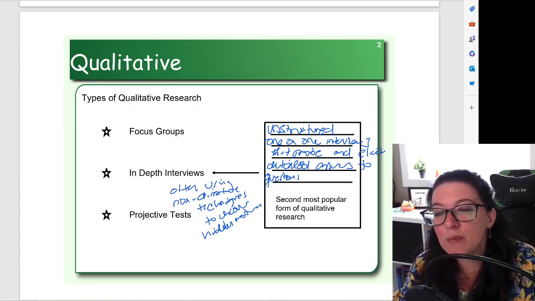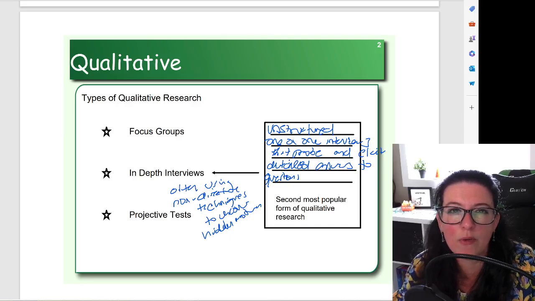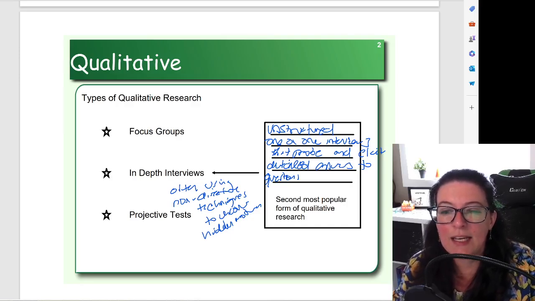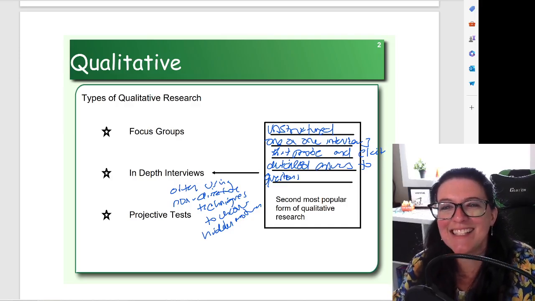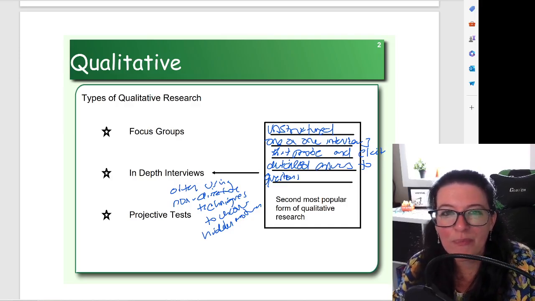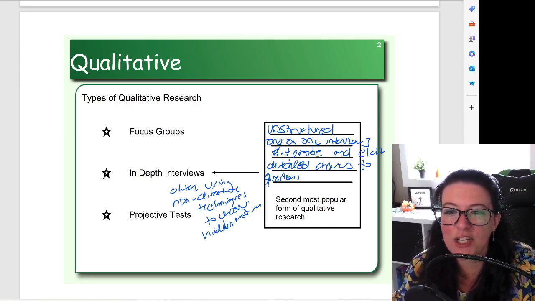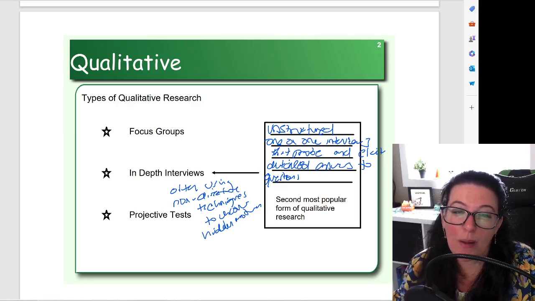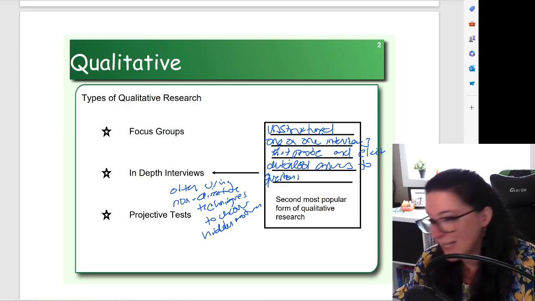Okay. In terms of marketing research, in-depth interviews are probably the second most popular form of qualitative research. It is more expensive than a focus group because you're doing one person at a time instead of groups of 8 to 12. If you are in more of the social sciences or psychology, then interviews are probably the most popular form of qualitative research that you are conducting.